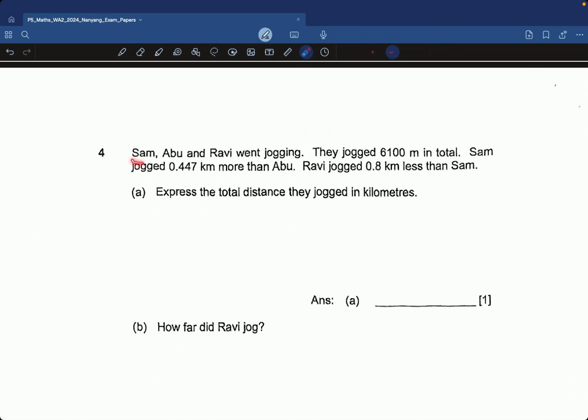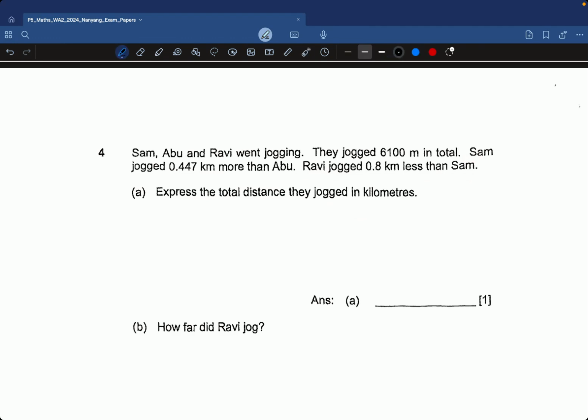Question 4. Sam, Abu, and Ravi went jogging. They jogged 6,100 meters in total, and Sam jogged 0.447 kilometers more than Abu, and Ravi jogged 0.8 kilometers less than Sam. Express the total distance they jogged in kilometers.